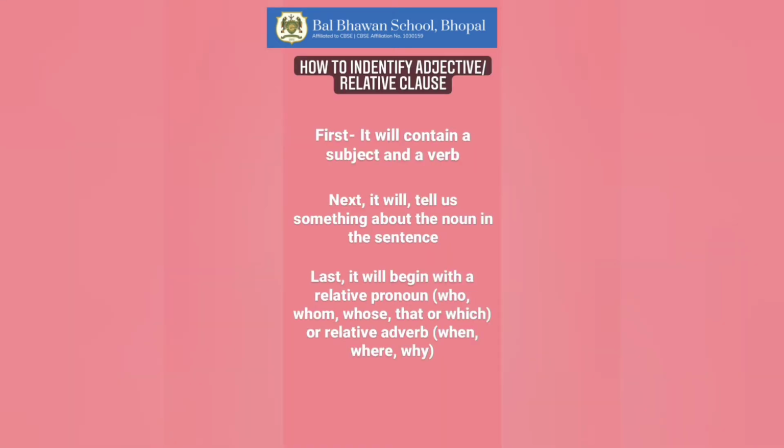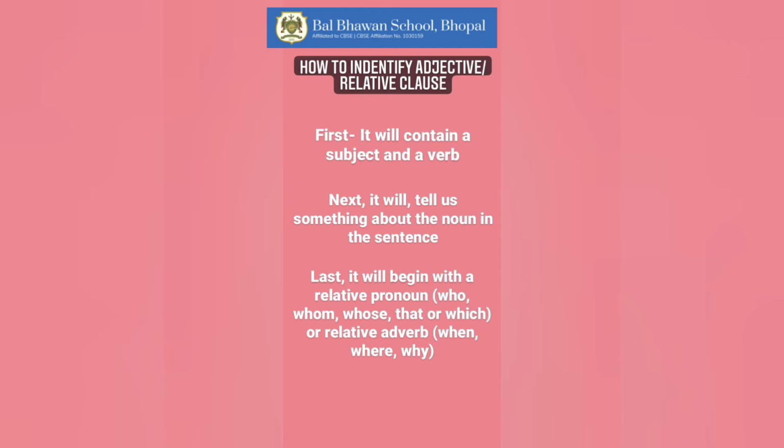Now the question arises as to how you will identify an adjective or relative clause. An adjective clause, also called an adjectival or relative clause, will meet three requirements. First, it will contain a subject and a verb. Next, it will tell us something about the noun. And last, it will begin with a relative pronoun, who, whom, whose, that or which, or a relative adverb, when, where or why.